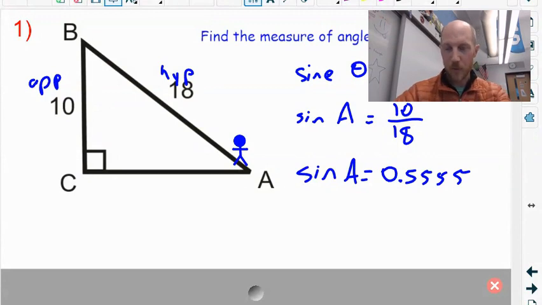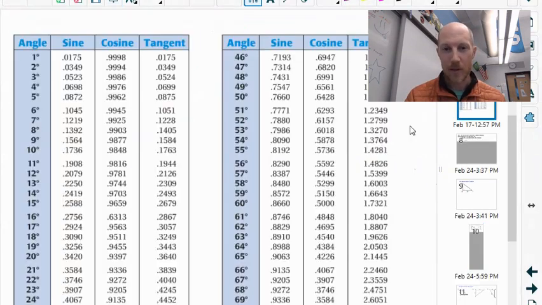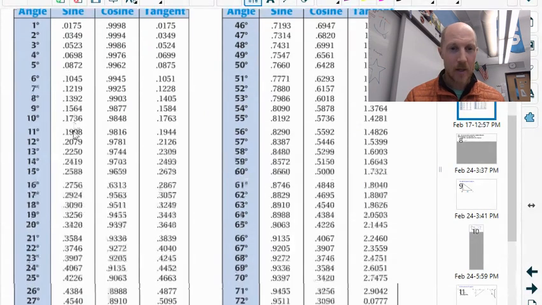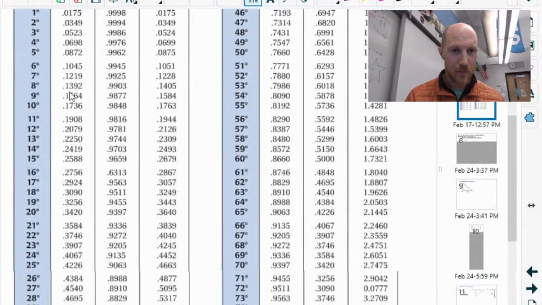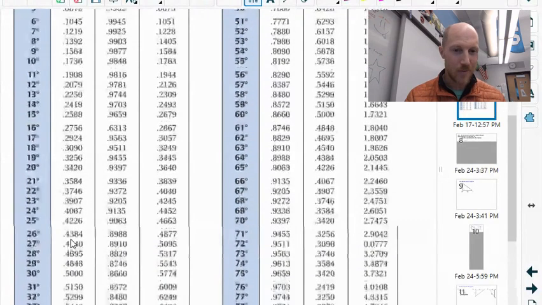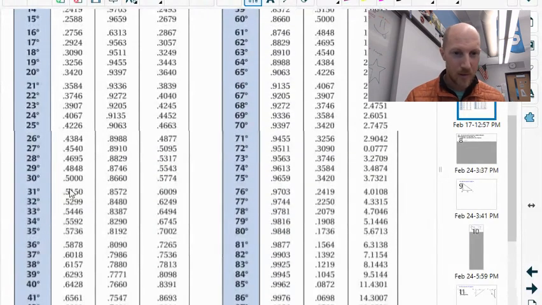Okay, 4 decimal places will be more than sufficient. So what I would need to do in this case is one of two things: either use the table or the calculator to find out what angle measure, how many degrees, will give me a sine ratio of 0.55555. So if I go back to this table, sine is the first column here. I just have to scroll down 0.0s, 0.1s, 0.2s, 0.3s until I'm finding the closest I can possibly get.